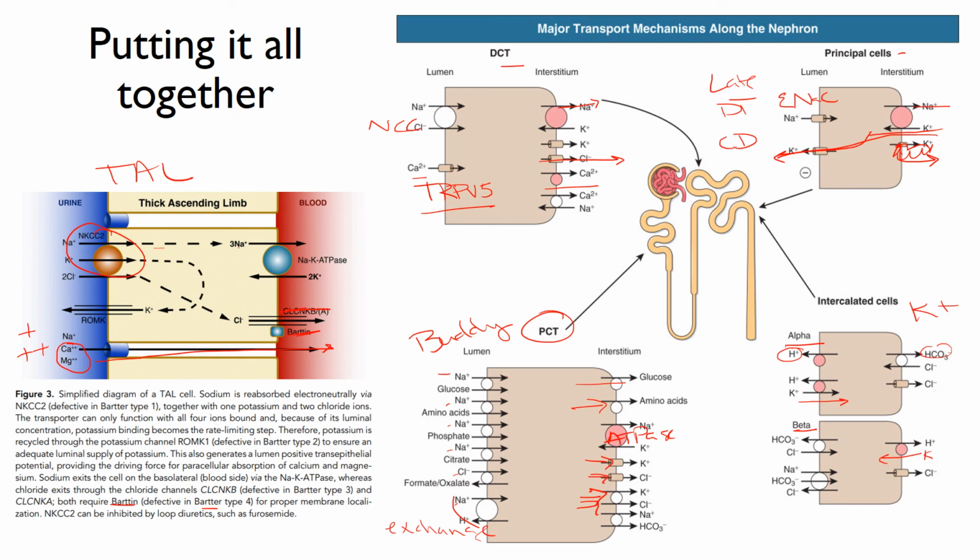And then we also have the action of hormones. We have the actions of aldosterone, and aldosterone is going to work on the principal cells via stimulation of the ENaC and the sodium potassium ATPase. And then ADH, which we haven't gotten to yet, we'll talk about that later.